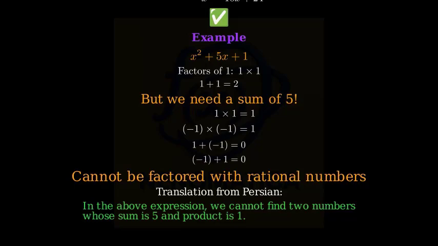In the original text, which was in Persian, it was stated that we cannot find two numbers whose sum is 5 and product is 1.